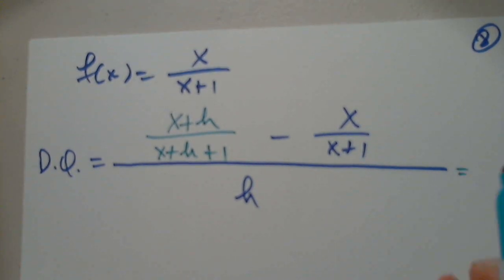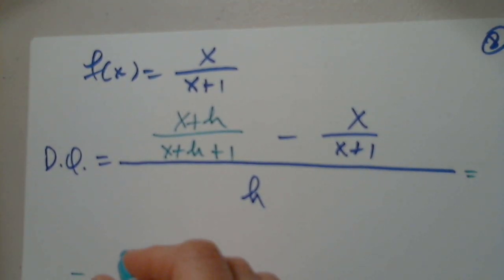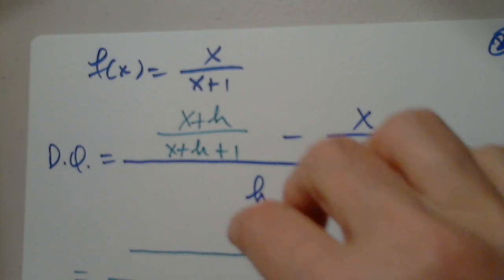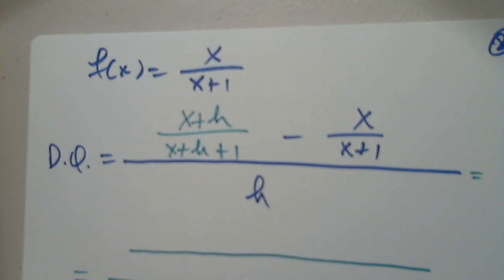Good. For this one, I need the least common denominator for the numerator. Can anyone tell us the least common denominator of x plus h plus 1 and x plus 1? Which one is the least common denominator? Anyone, please?